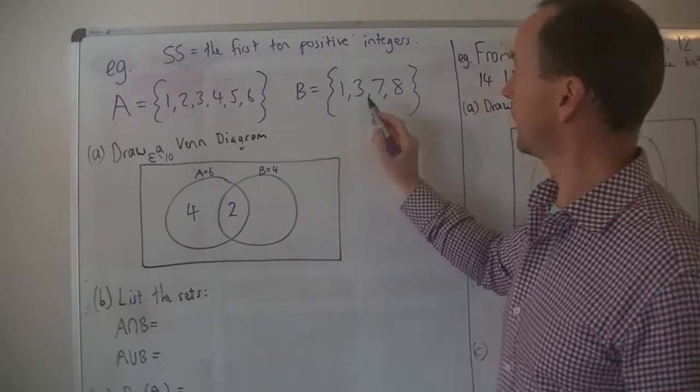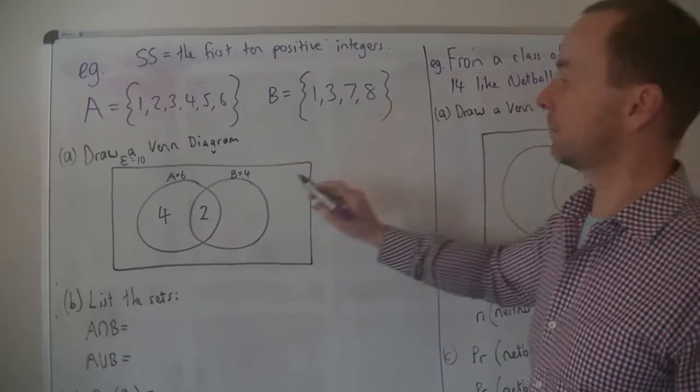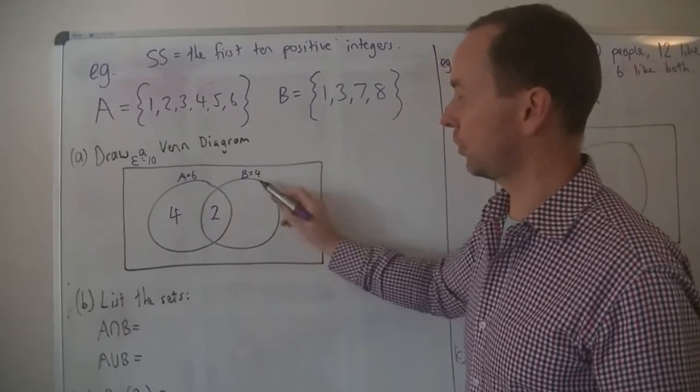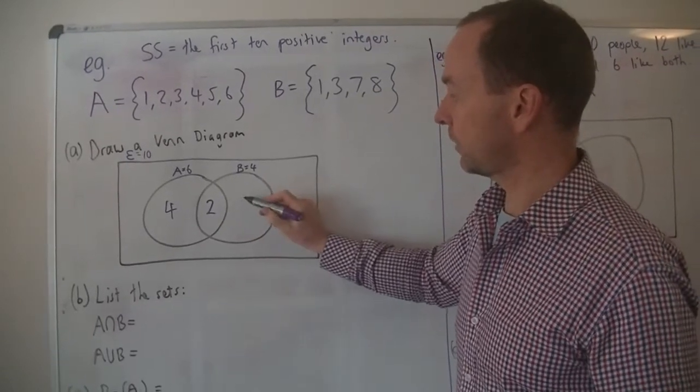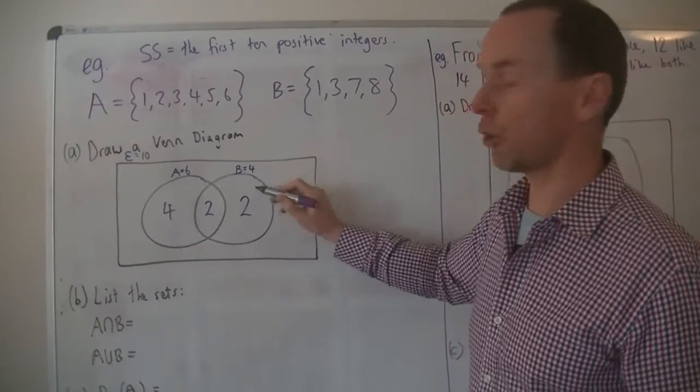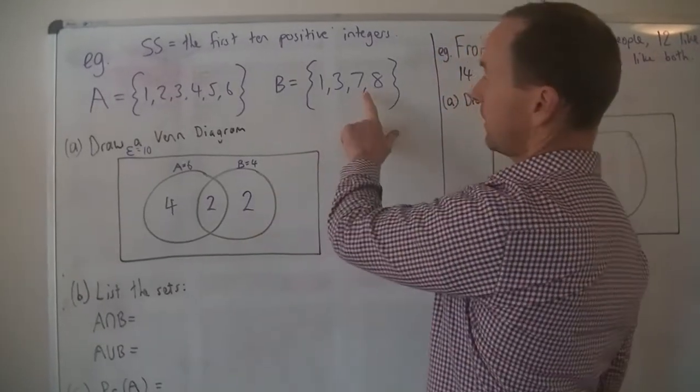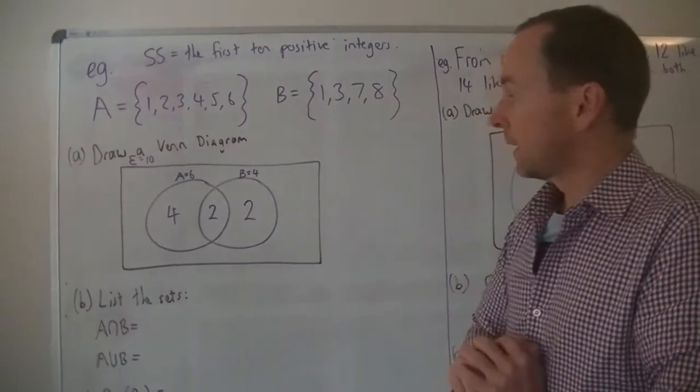And then the last bit we can work out, there's 7 and 8. There's 4 in that whole circle, and 2 in the middle bit, so there's 2 in B only. So there's 2 numbers that are in B only, and that's 7 and 8, by the way. So there's that.